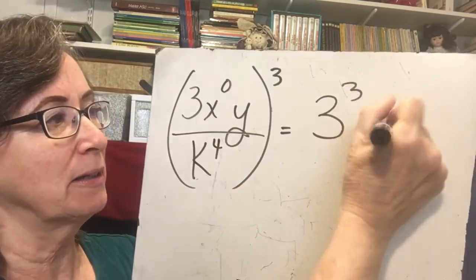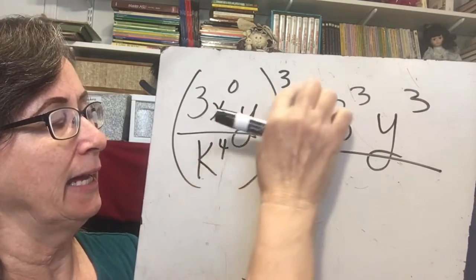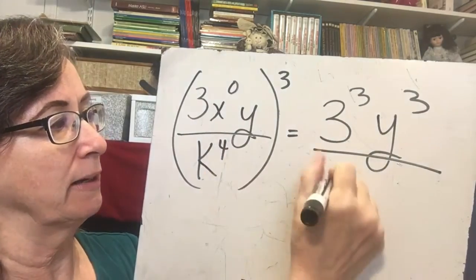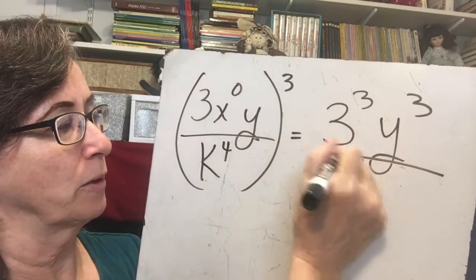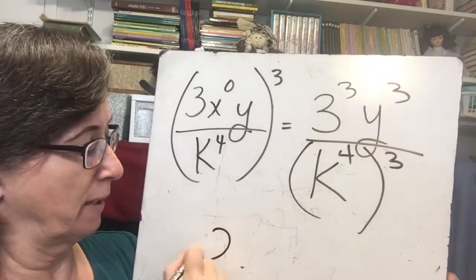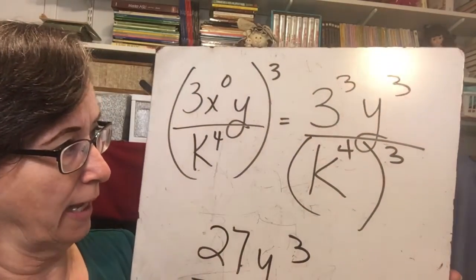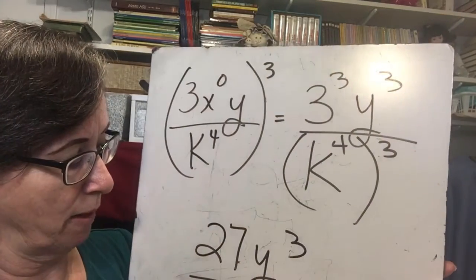Y cubed over k to the what? K to the 4 cubed. Okay, so 3 cubed is 27. Y cubed over k, 4 times 3 is 12.